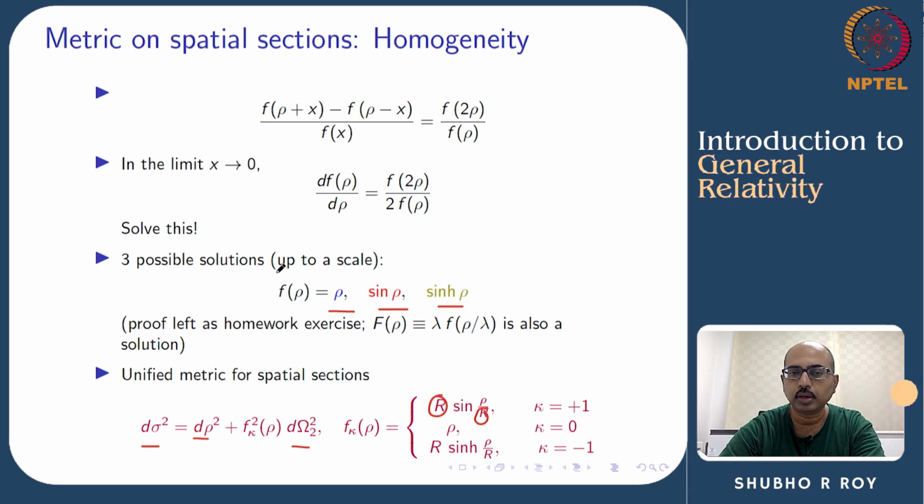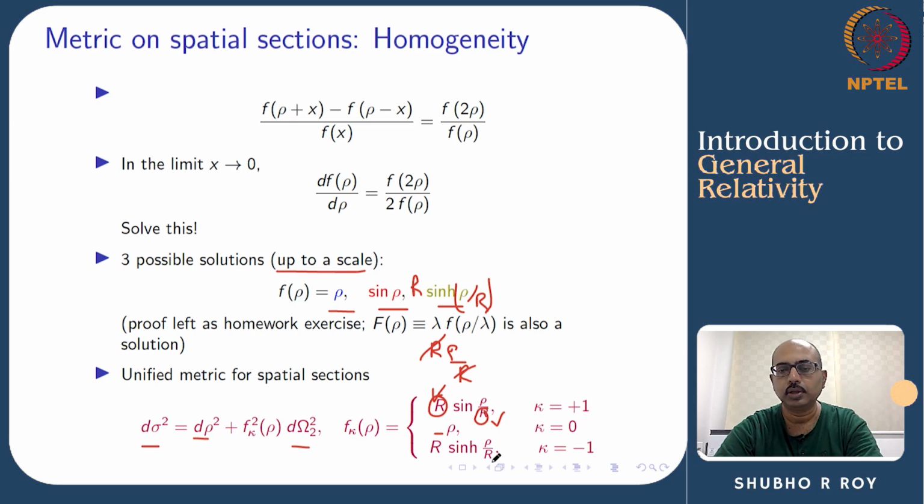So this is what I mean, the three possible solutions up to a scale. So this scale r is kind of arbitrary. And in these solutions, I've chosen r to be 1, but you can take it to be anything. And then the solution, if you do a scale r times f of rho by r, then the r will cancel out. So the solution is the same, even if you scale it. And finally, the sine hyperbolic, I should divide the argument by r, and then multiply by r.